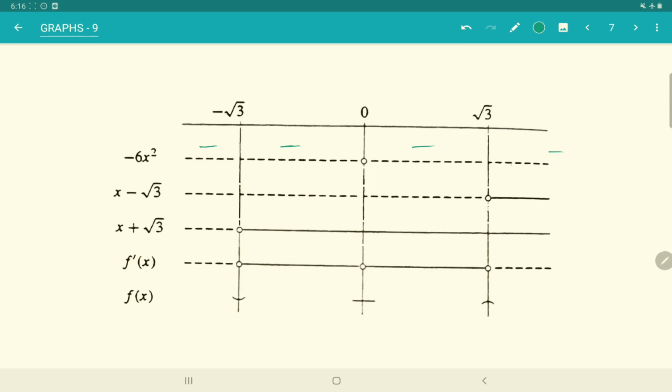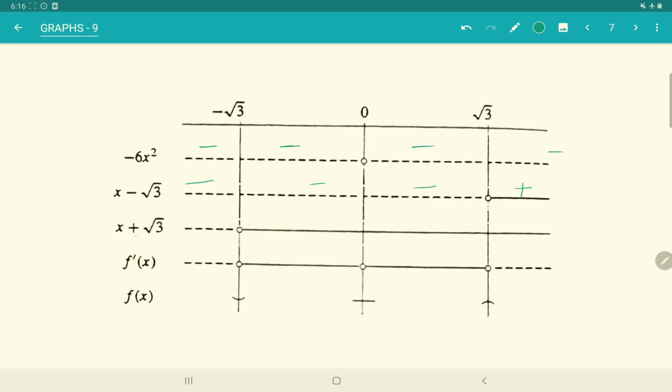And if we take a look at x minus root 3, when is it greater than or equal to 0? When x is greater than or equal to root 3. When is it greater than 0? When x is greater than root 3. So that means we see that here it is positive. When x is less than root 3, it's all negative.